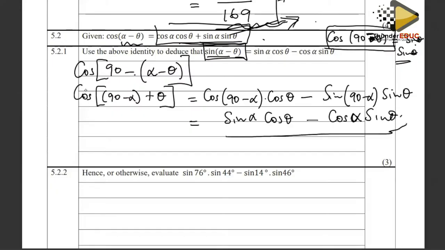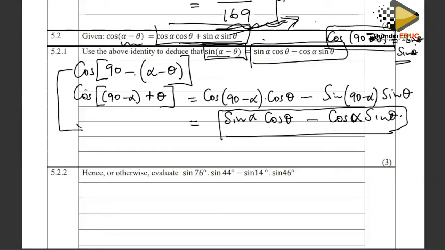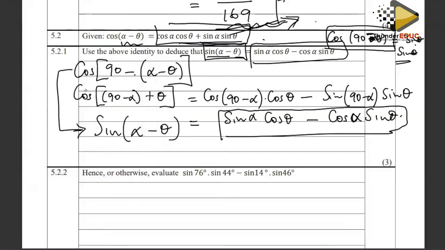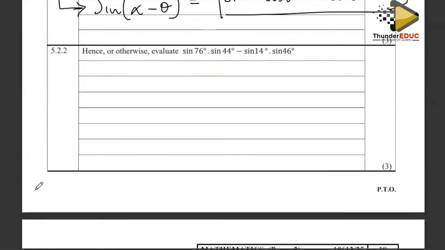So this is basically what we have here. But remember we said this gives us the sine of alpha minus theta if you reduce the complementary angles. So that is how we would have gone about 5.2.1. The key part is this 90, and this bracket. If you can introduce the 90 and combine it with the bracket, the rest is history. Hence, otherwise, you'll evaluate this.